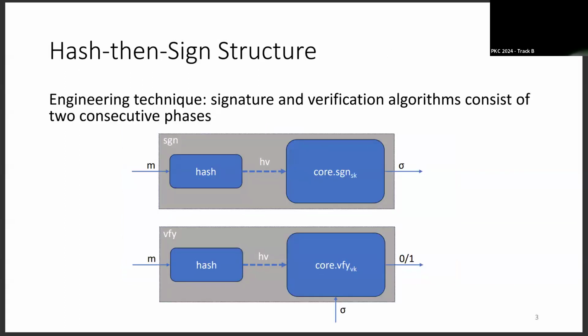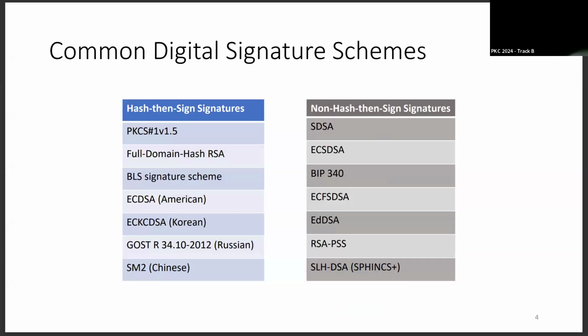non-Hash&Sign signature schemes, which do not fit into this kind of syntax, which is basically more of an interaction between, say, the core signing and the hash, or core verification and the hash. So it's more of an interaction. So these, we are not going to consider them. We're not going to talk about them today. We're going to talk about the left-hand side list.